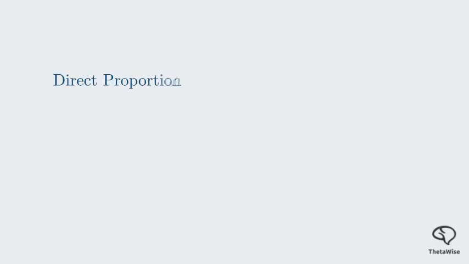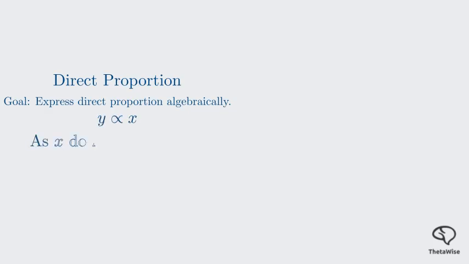Let's start with direct proportion. We say two quantities are in direct proportion if they increase or decrease at the same rate. Our goal is to learn how to define and express direct proportion algebraically. When we say y is directly proportional to x, we use a special Greek symbol called alpha. This statement, y alpha x, means that as x doubles, y also doubles.